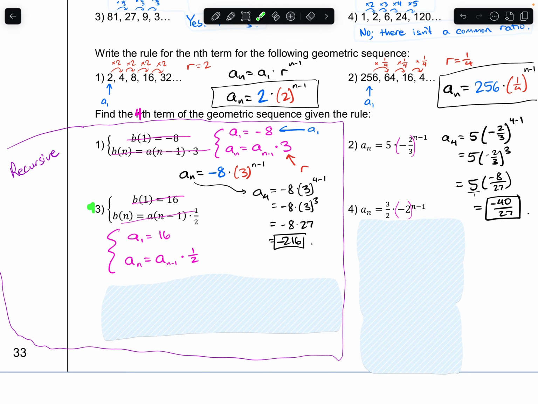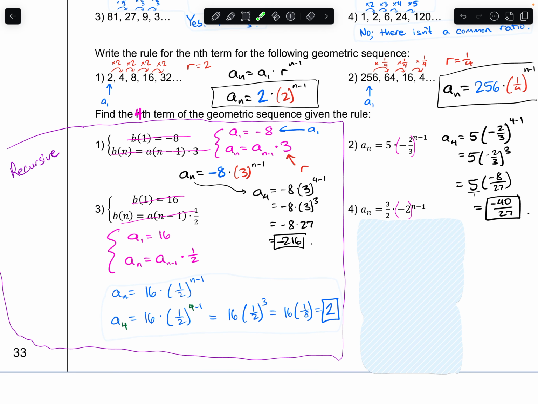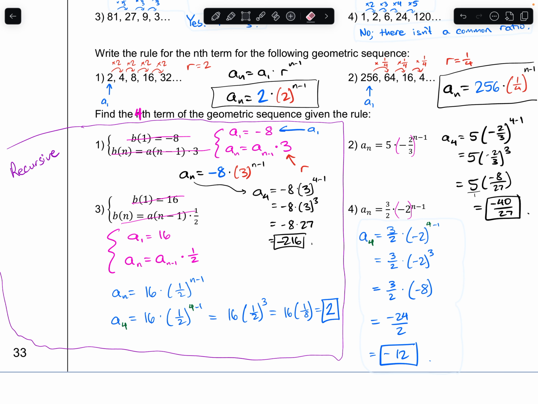Okay, so for number 3, we have our first term. Common ratio is a half. So we should end up with the fourth term is 2. Number 4, our fourth term should be negative 12.